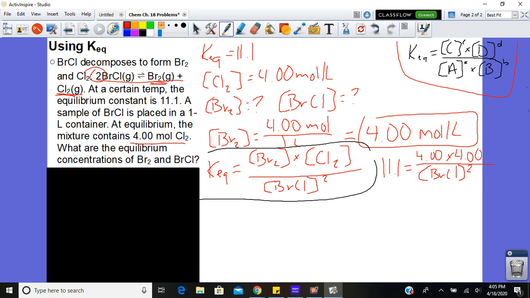Okay, so now to solve this, I'm just going to use basic algebra. So I want to get rid of what's on the bottom over here. So I'm going to multiply both sides by whatever's on the bottom, right? That cancels out. So I end up getting, I'm going to write down here now. So I get 11.1 times that concentration of bromine chloride squared. And again, it canceled out on this side. If I take 4 times 4, I get 16. Okay, I can divide both sides by 11.1.